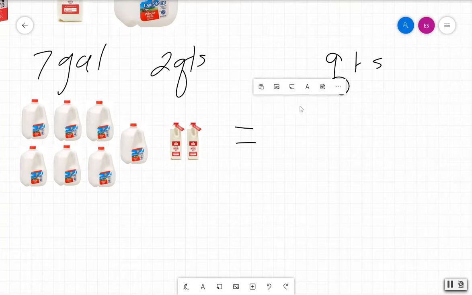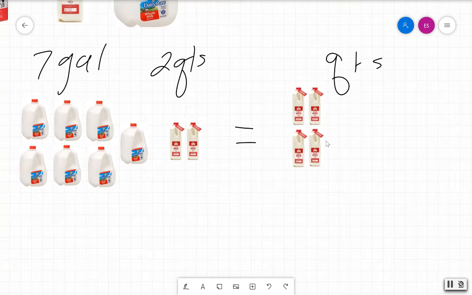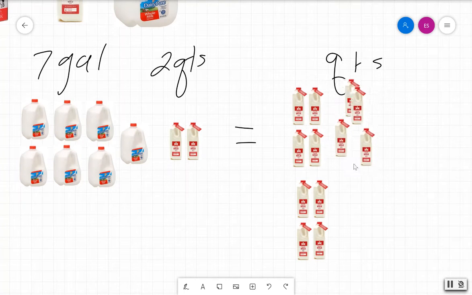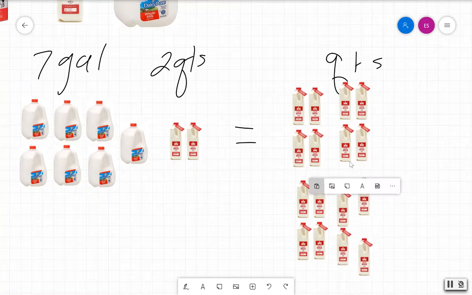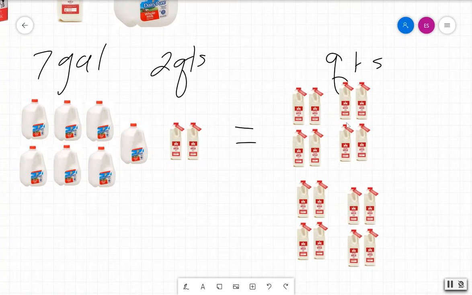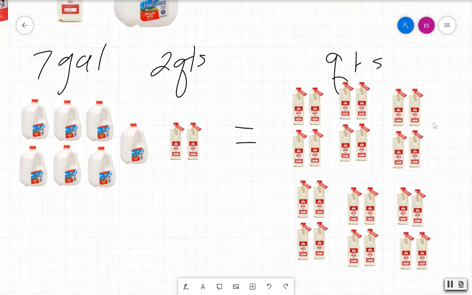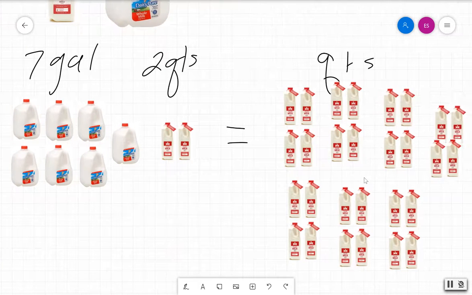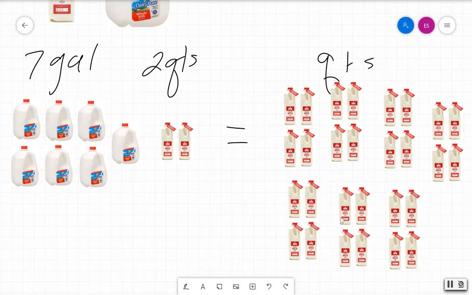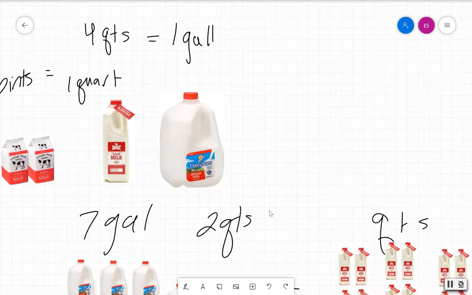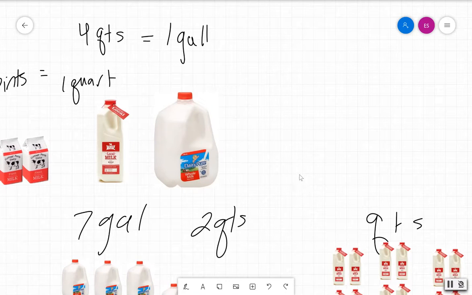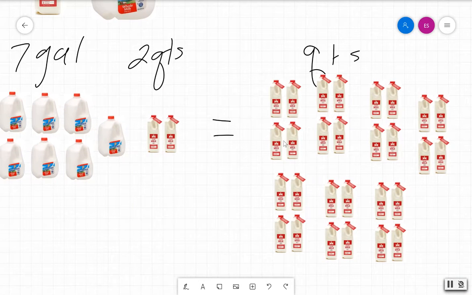So 1 gallon jug represents 4 quarts. And I have to do this 7 times because there are 7 gallons in total. So you can see it's very quickly adding up. Let's see, 4, 5, 6, 7. There we go. So now I've done 7 times 4 quarts because 4 is our conversion unit between quarts and gallons. So now I could count all of these up.